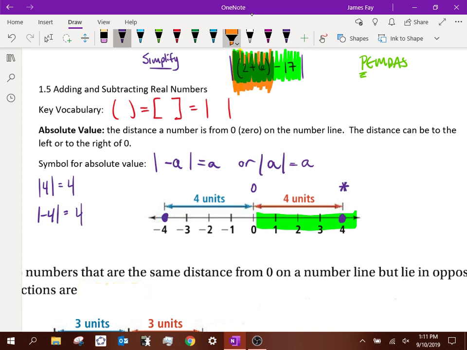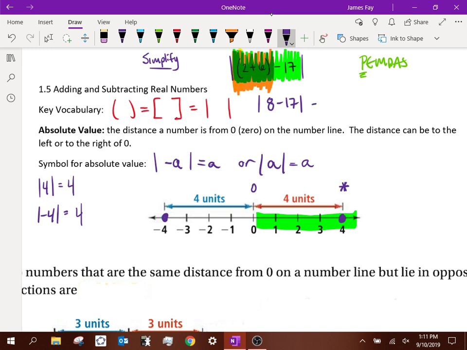So now I'm going to replace the 2 plus 6 with 8. I have 8 minus 17 on the inside, right? So we're still looking at those absolute value bars because there are multiple things inside as a grouping symbol. So it's going to tell you to do the order of operations with 8 minus 17. So what's that give me? Negative 9.